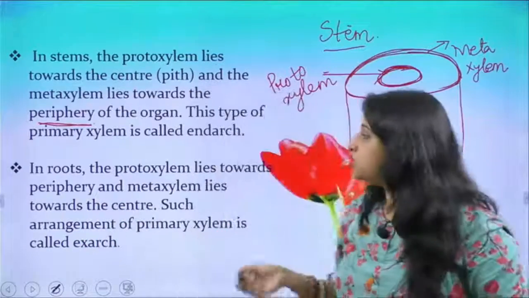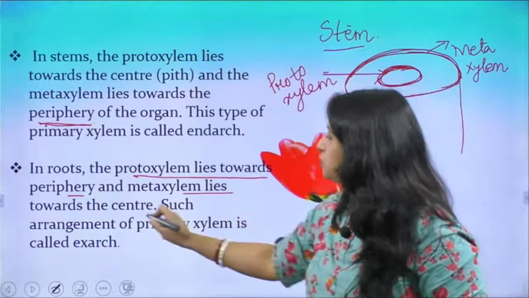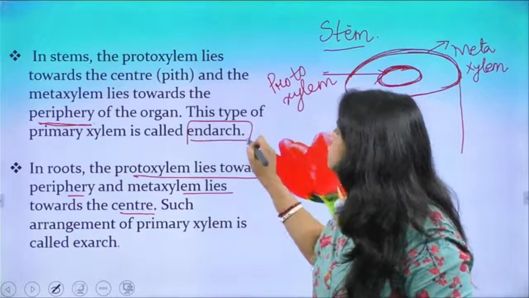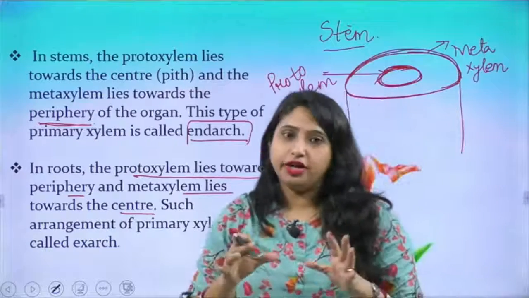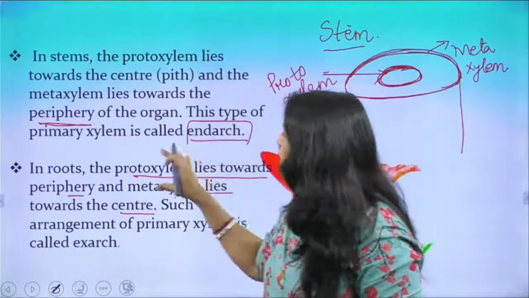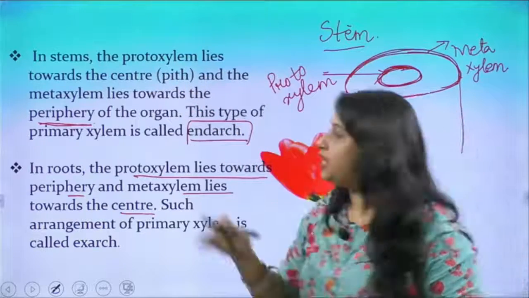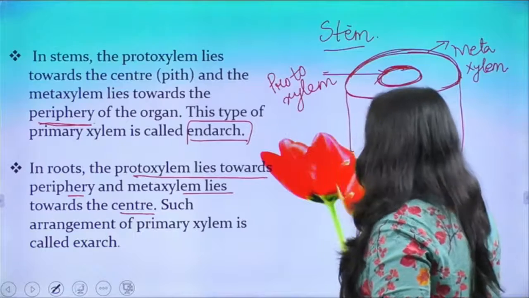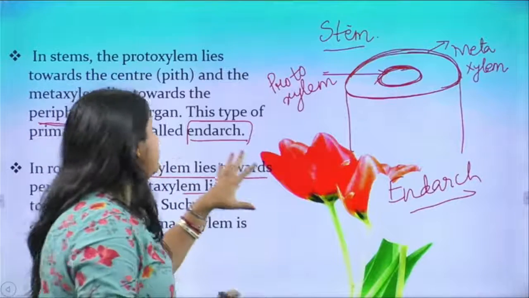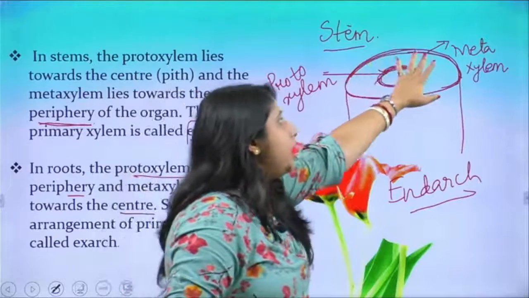Now what about roots? In case of roots, the protoxylem lies towards the periphery and the metaxylem lies towards the center. Such an arrangement in case of the stem is called endarch. It is similar: in the stem, the protoxylem is lying in the center and the metaxylem is lying in the periphery. It is called endarch. And in case of roots, the protoxylem will lie towards the periphery, that means the protoxylem will be at the outside.